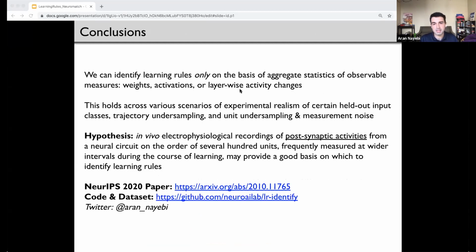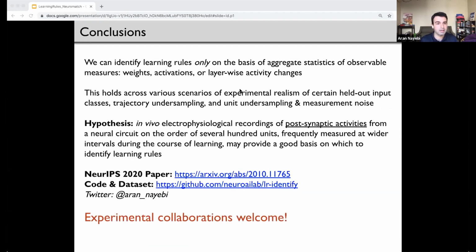We've made our code and dataset publicly available so others can analyze these properties without needing to train networks themselves. And we're also interested in collaborating with experimentalists to explore some of the hypotheses in our paper. So if you're interested, definitely feel free to reach out. Thanks.